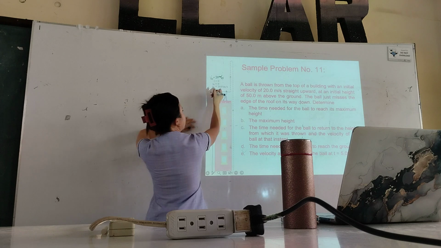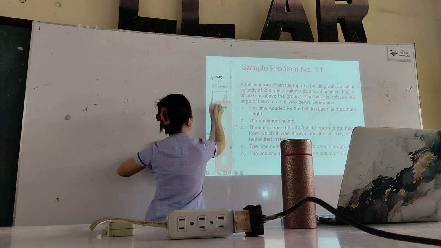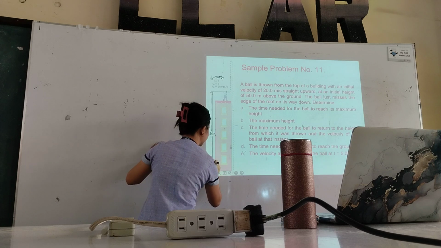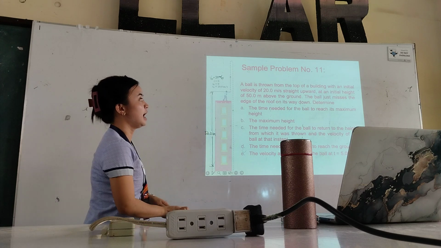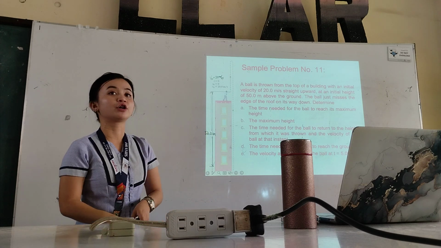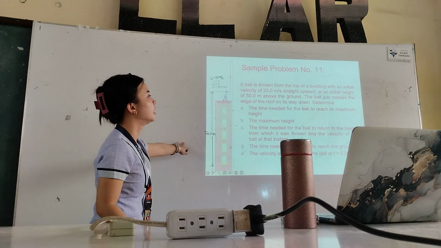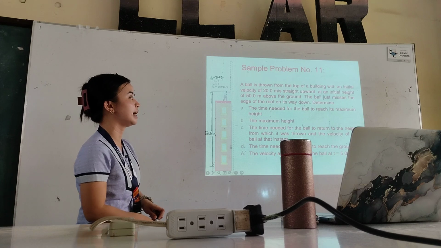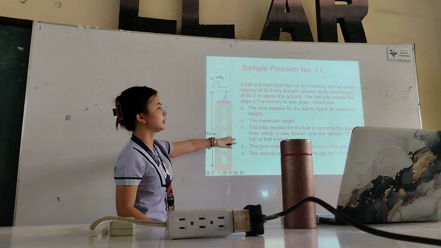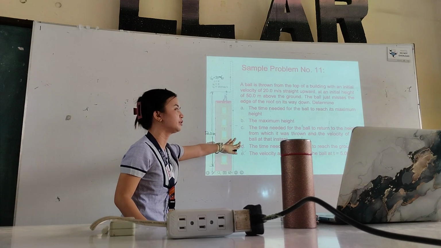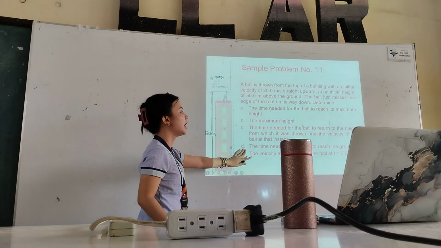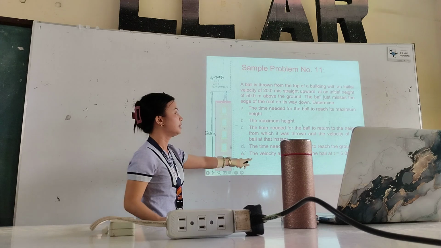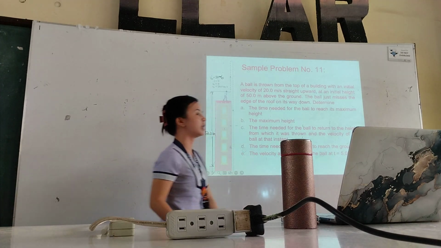This is your 50 meters. Now, the ball just misses the edge of the roof, so it goes straight down. Determine: a, the time needed for the ball to reach its maximum height; b, the maximum height; c, the time needed for the ball to return to the height from which it was thrown; d, the time needed for the ball to reach the ground; and e, the velocity and position of the ball at 5 seconds.